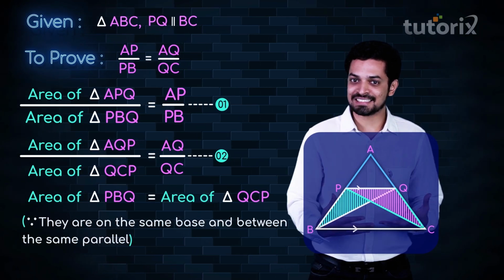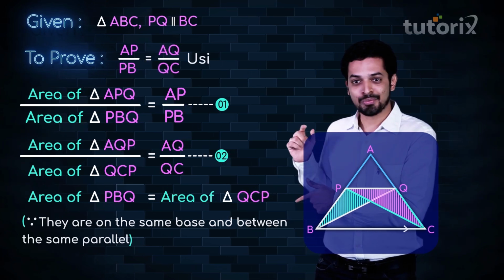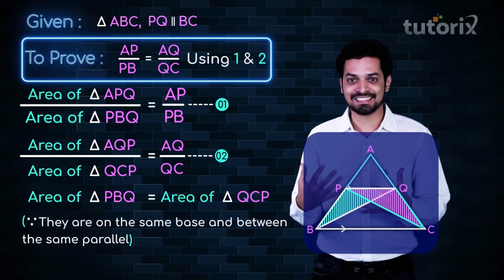So therefore, I can say that AP by PB is equal to AQ by QC using 1 and 2, right? So did you see how we have actually proved this theorem quite easily?